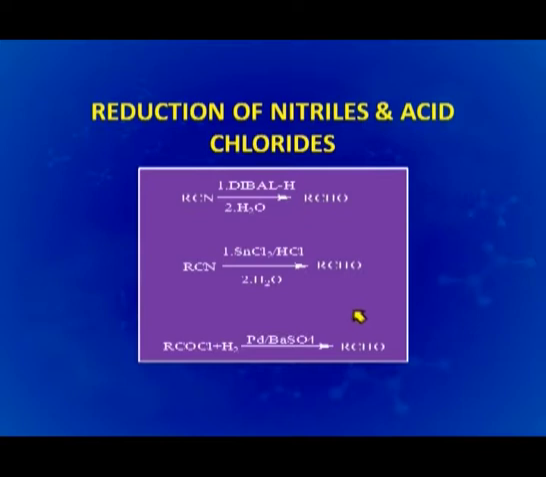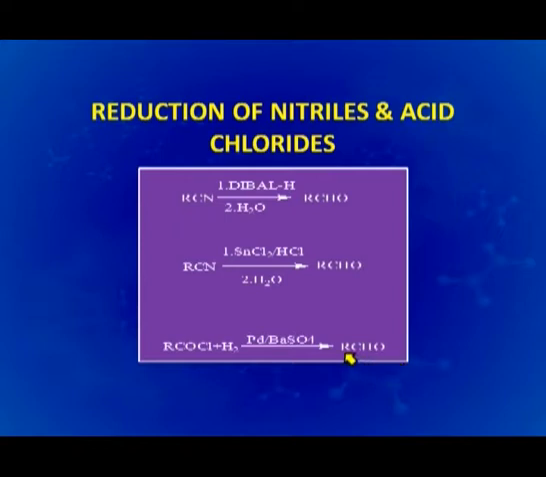And the next one is the reduction of nitriles and acid chlorides. Nitriles on reduction with DIBAL-H, that is diisobutyl aluminum hydride, followed by protonation give rise to aldehydes, and nitriles are also reduced by tin chloride or stannous chloride in the presence of HCl, followed by protonation, to give aldehydes. And the third one is acyl chlorides or acid chlorides, which on reduction in the presence of palladium as well as barium sulphate give rise to aldehydes.